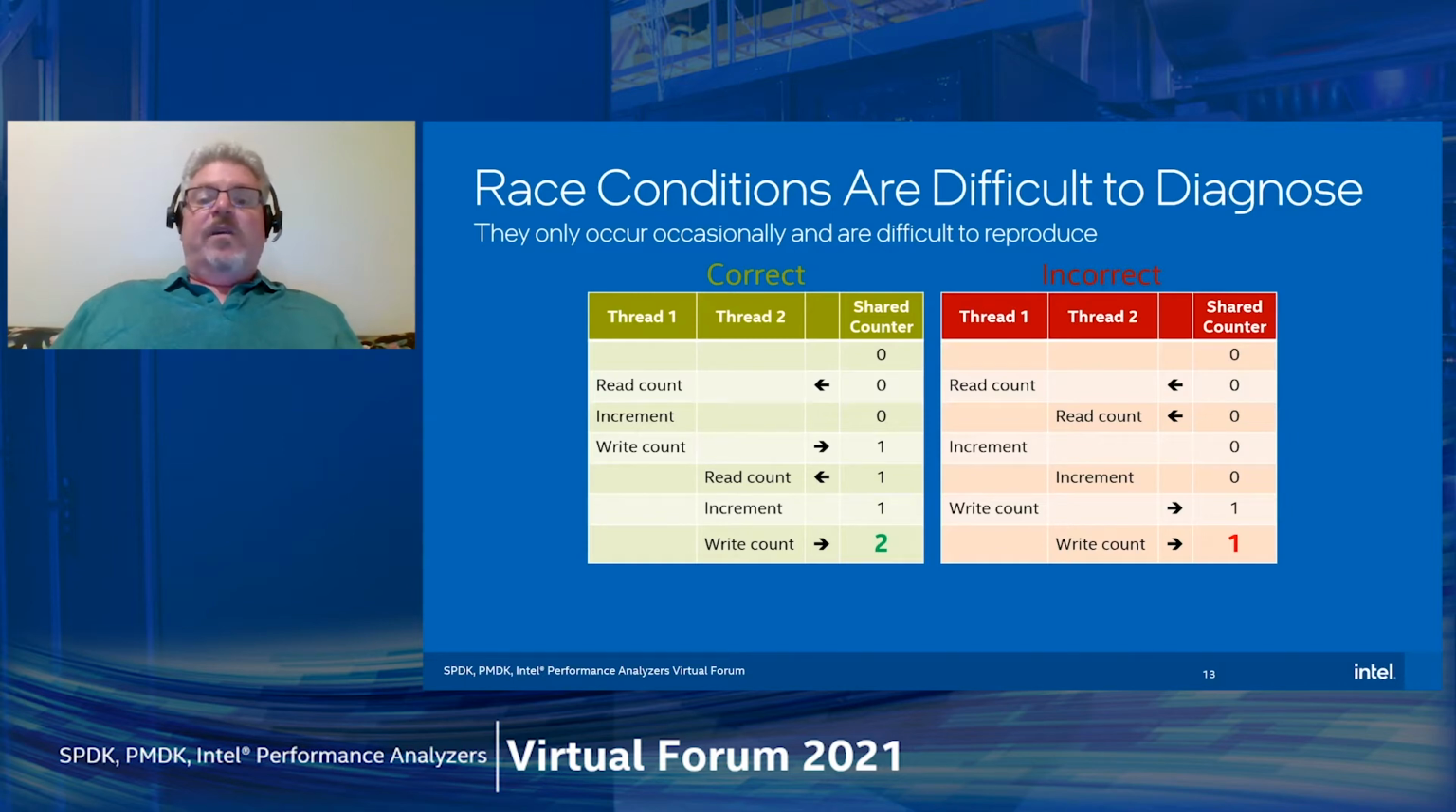In our incorrect case, we have thread 1 and thread 2. Thread 1 is first doing the read, and then immediately thread 2 is doing the read. Then we go back to thread 1, which does its increment, and thread 2 does its increment. Finally, thread 1 does a write, and thread 2 does a write. So we come up with the eventual value of 1. As you can see, depending upon the order that we process our threads, we come up with a different value. These problems are very difficult to reproduce, and tools like Inspector can make finding these issues much easier.